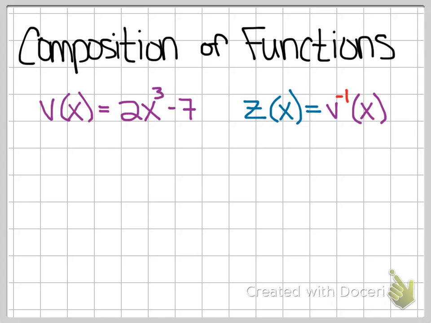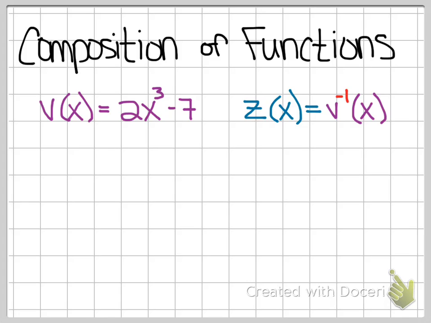V is a function in which our quantity x is being cubed, and then it's being doubled, and then 7 is being taken away. Z is another function, and it's being defined by the inverse of v. We represent the inverse of a function with a little -1 that's raised.